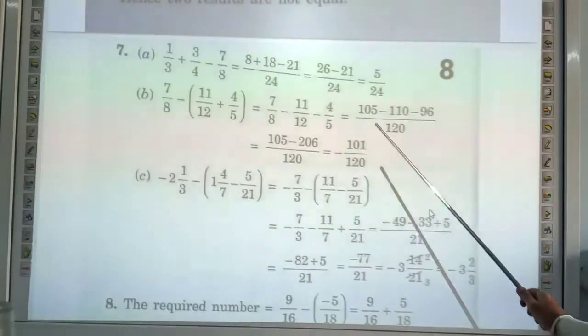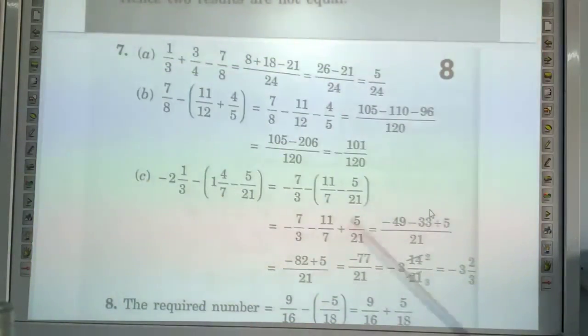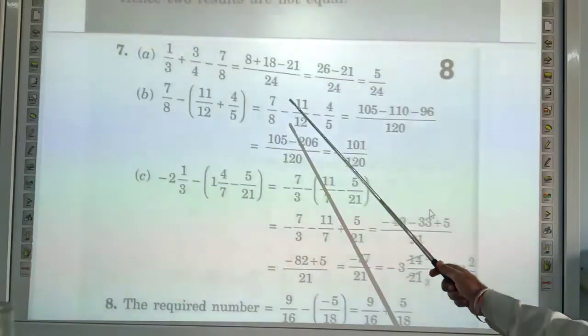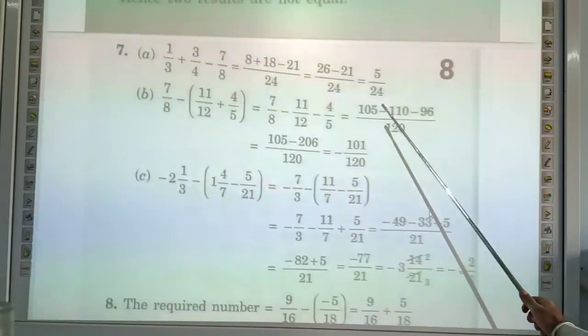LCM of 8, 12, 5 is 120. Then 8 15s are 120. Then 7 is multiplied by 15, we get 105.